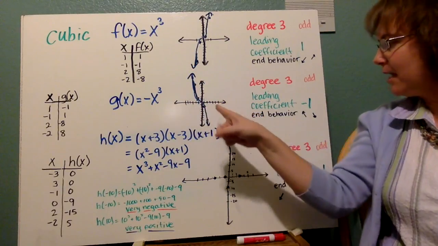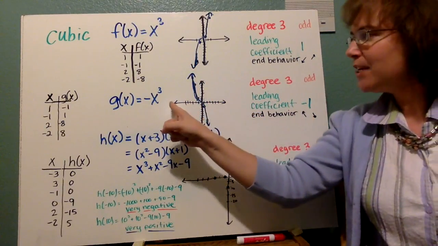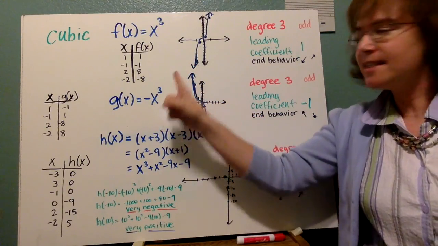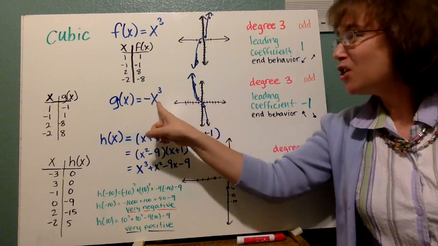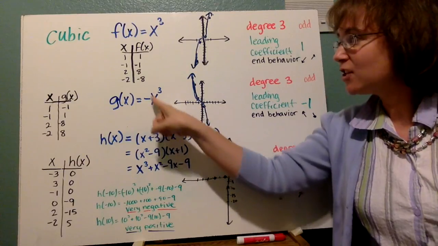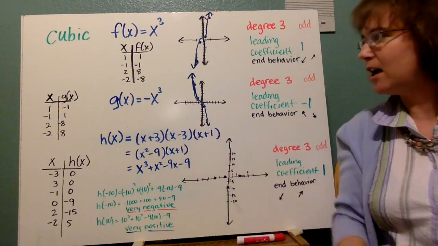So my end behavior here, as I get more and more negative, I'm going to get positive because I'm taking that opposite. As I get more and more positive, I'm going to go negative because this x cubed will be positive, and then I take the opposite.